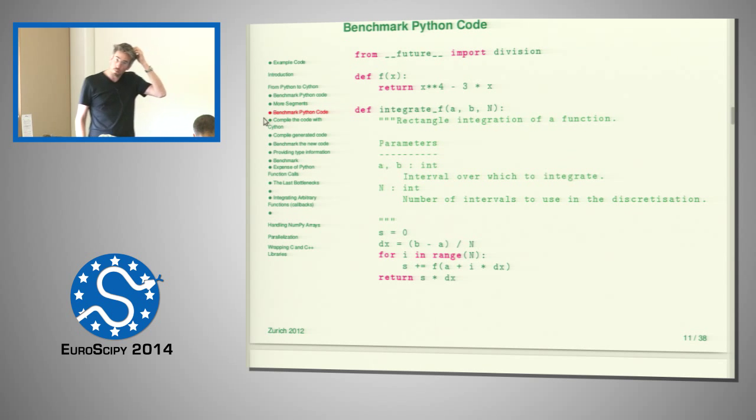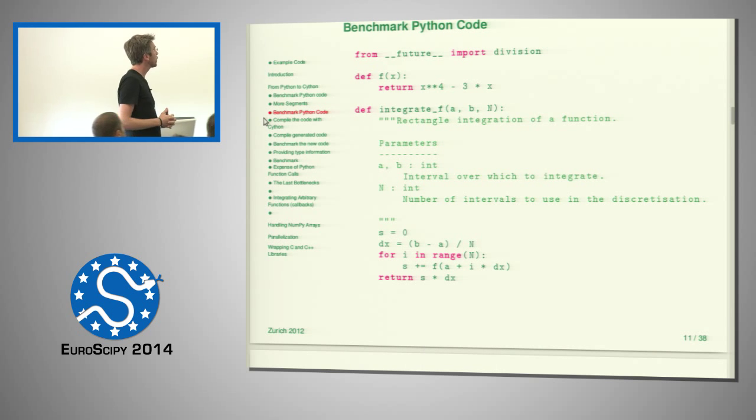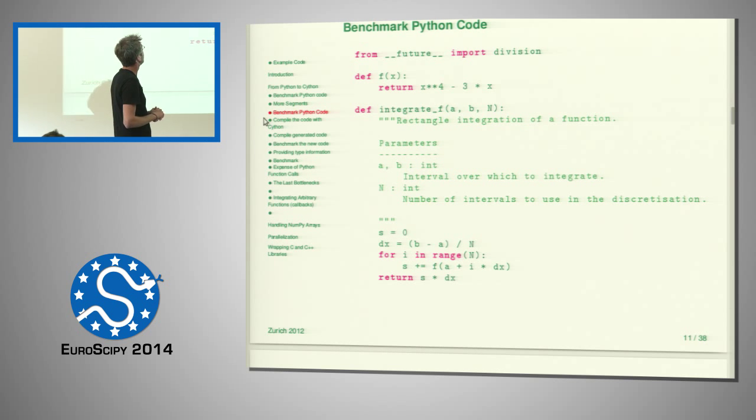All right, so there's the pure Python code. The first line is just to make sure that we use proper floating point division. Otherwise, Python 2 gives you integer division. So you see that if you do 1 divided by 2, you get 0, instead of a half. Then we define the function that we want to integrate. In this case, it's x to the power of 4 minus 3 times x.